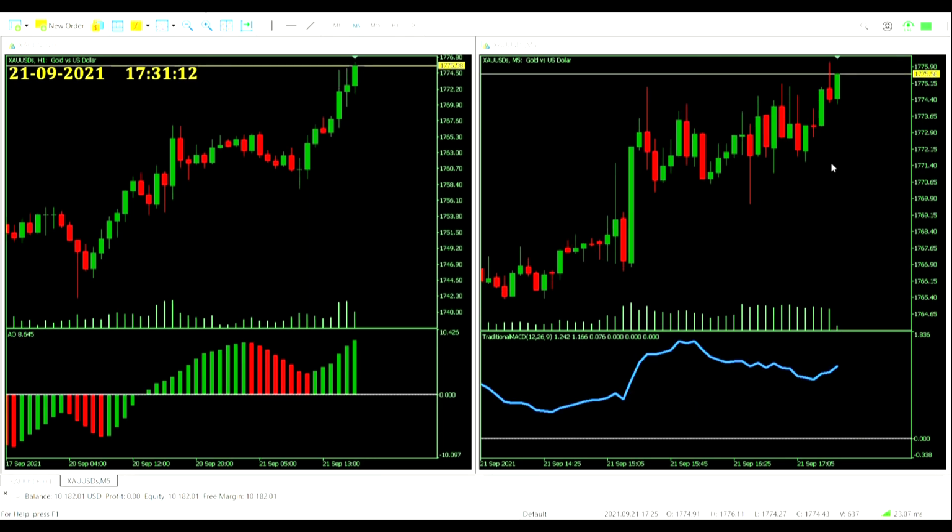Time has just moved past 5:30 now. Price not really been moving much, has come to the upside a touch now though. That MACD line well above the zero level still. So I think extremely unlikely that we'll get a signal anytime soon.